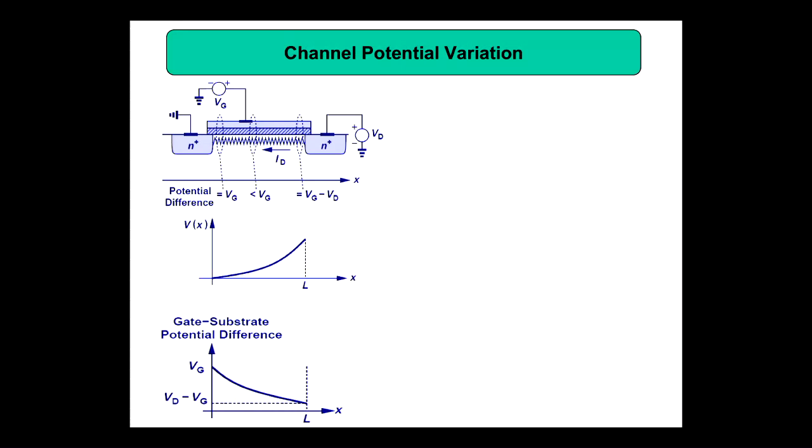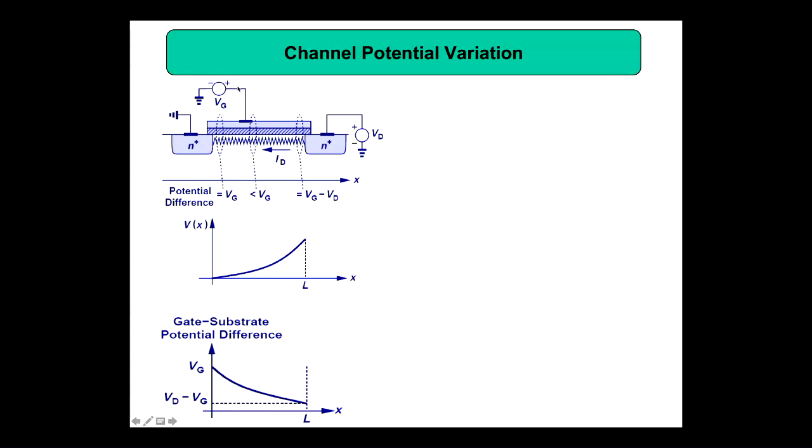As we discussed, if you are operating your MOS transistor in the triode region, you can see it as a resistor whose value depends upon the voltage you apply to the gate. So it is basically a voltage dependent resistor in the triode region. Now we are going to find out the potential variation across this channel.